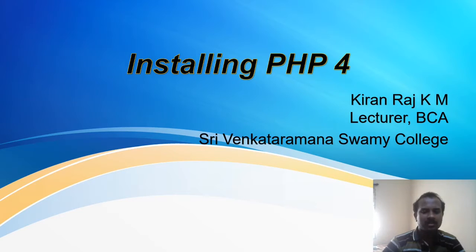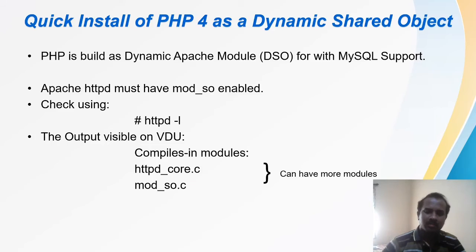Today we will discuss installing PHP 4. In the previous classes we have discussed the installation of Apache 2 and its configuration. If you remember that, then the installation of PHP is very much similar to it. PHP is built as a dynamic Apache module, that is a dynamic shared object, with the support of MySQL. Before going for the installation of PHP, you have to install Apache, then MySQL, then PHP.